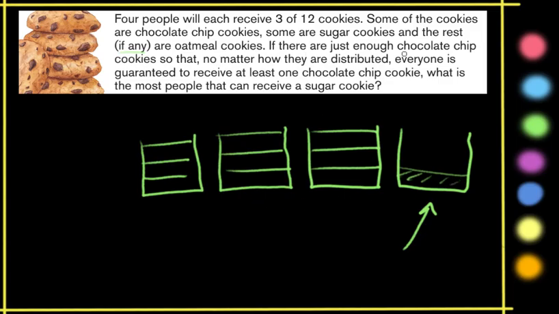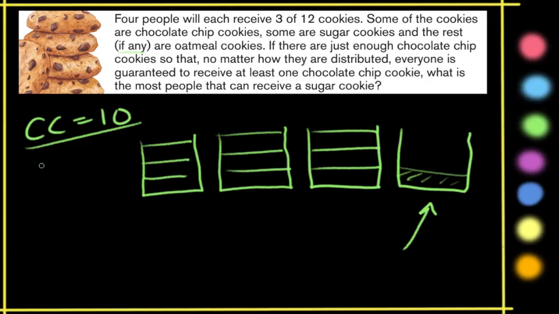So that must be how many chocolate chip cookies there are, because it says there's just enough so that no matter how they're distributed, everyone is guaranteed to receive at least one chocolate chip cookie. So that means we know that for chocolate chip, it would be equal to 10. That's the number of chocolate chip cookies we have. Okay, so there were 12 cookies altogether. 10 of them are chocolate chip.